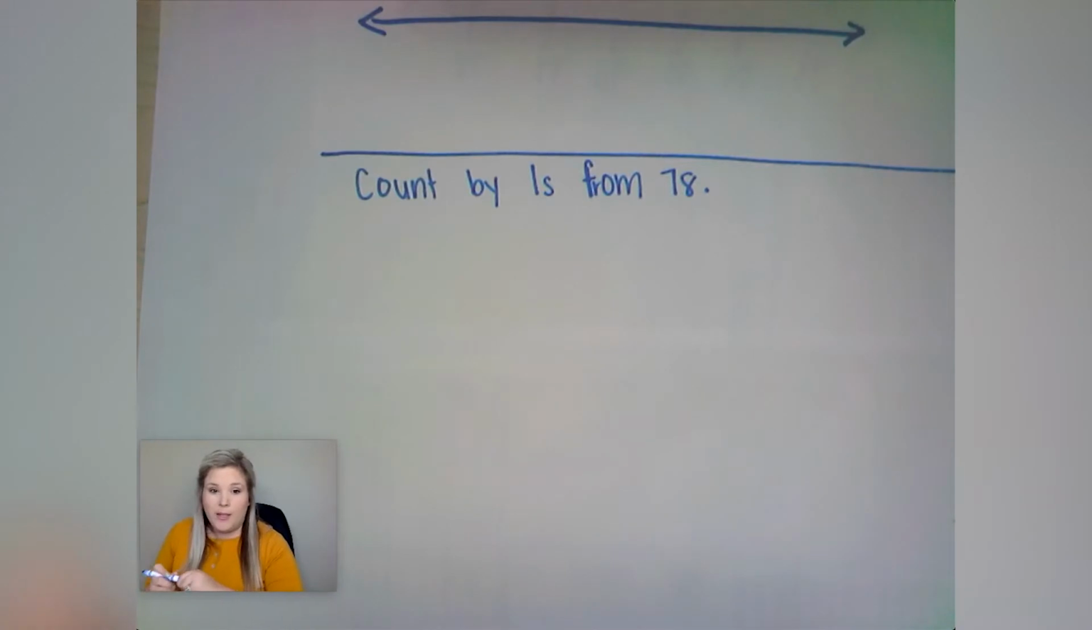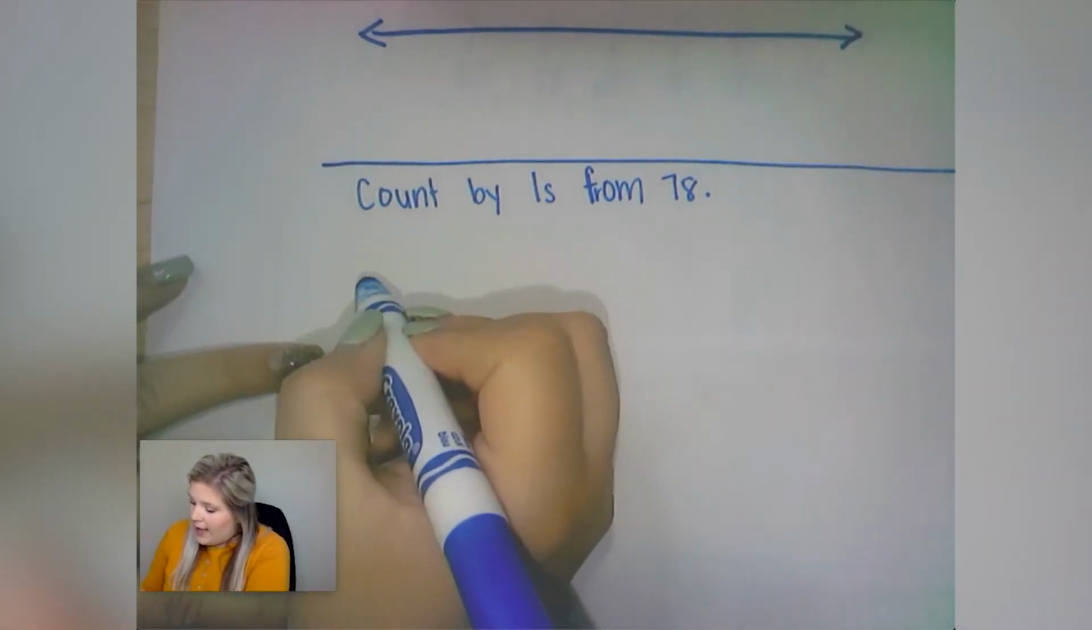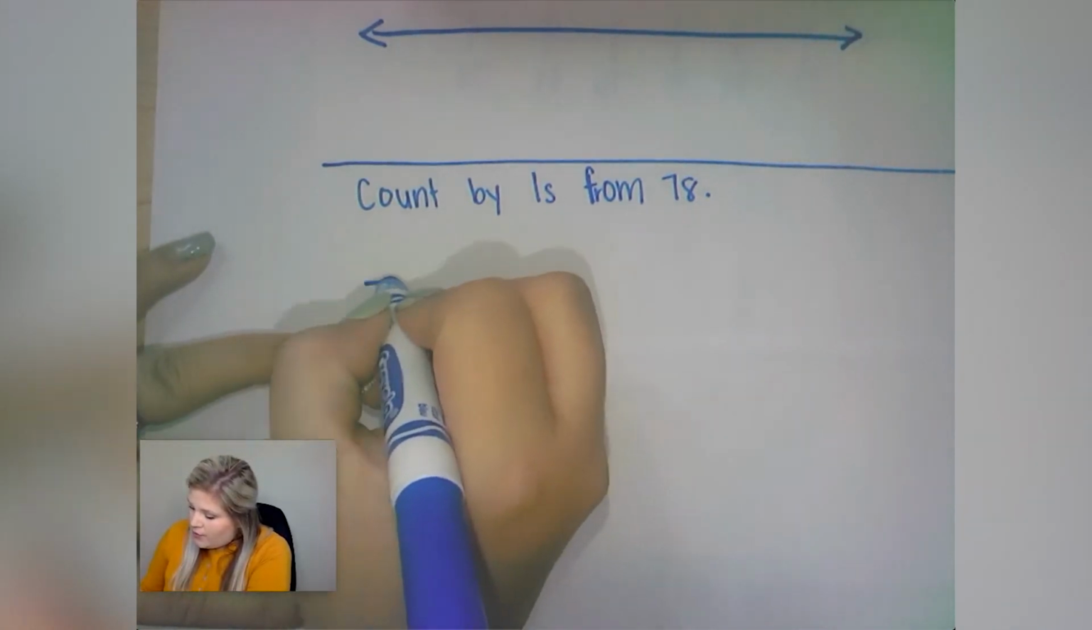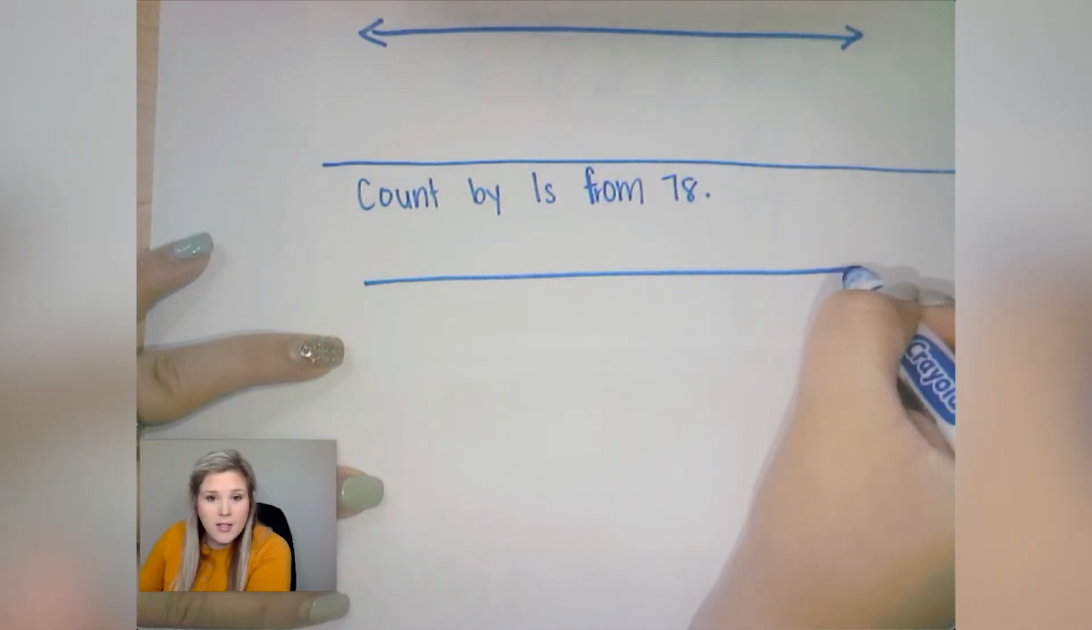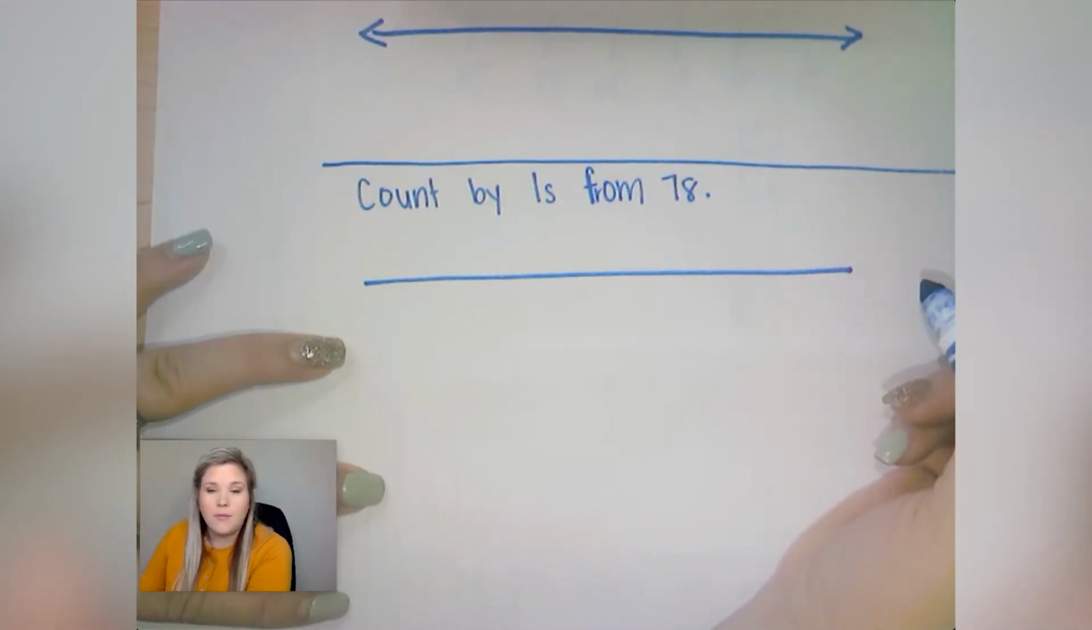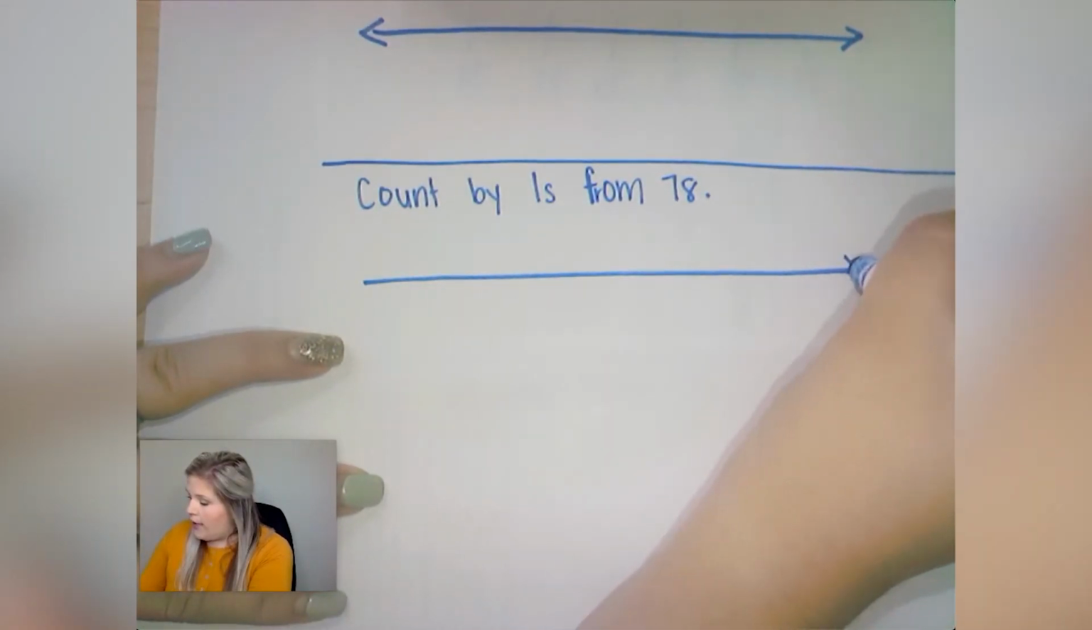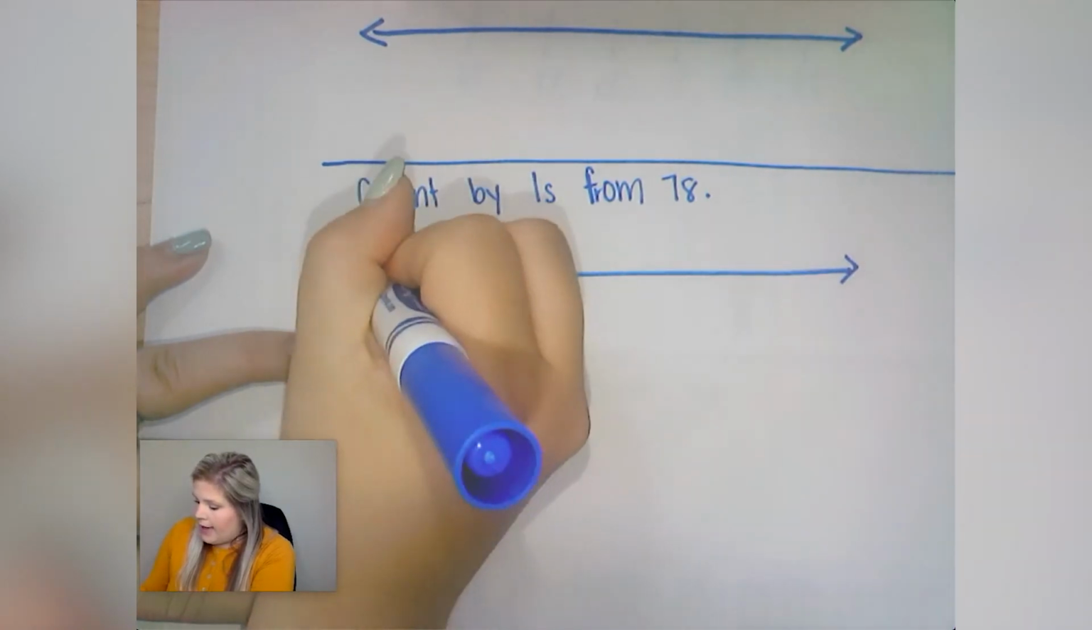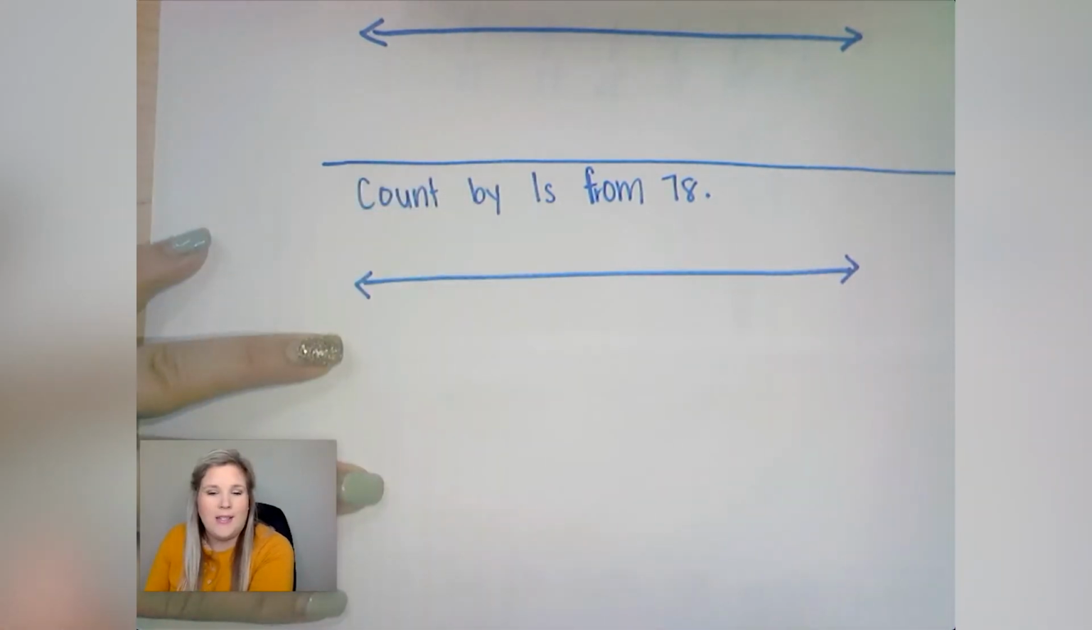To draw an open number line, we're going to do a straight line across, horizontal. We're going to put arrows at each end, like that. Do you have yours drawn?